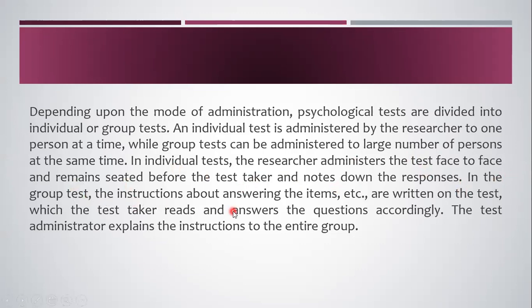In the group test, the instructions about answering the items and questions are written on the test, which the test taker reads and answers accordingly. They will give the instructions to the respondents, and the respondents will log in or choose the page and respond accordingly. The test administrator explains the instructions to the entire group, moving among the group and explaining the instructions. This is how an individual test and a group test are administered.